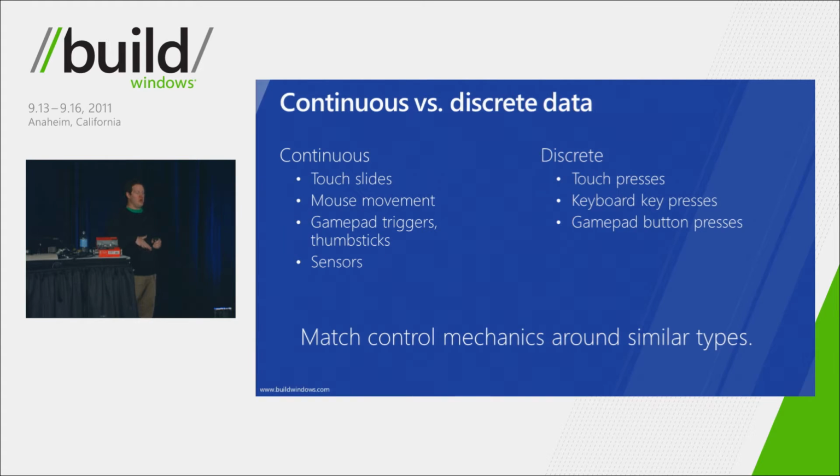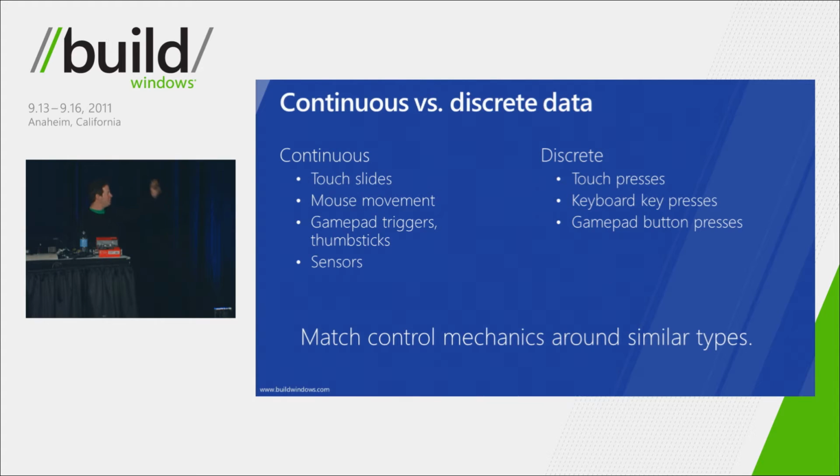Discrete data, like I teed up in the last slide, is data you absolutely don't want to lose. The last thing you want is for the user to lose that keyboard press. This is typically binary. It's down or up. You don't care so much about what the intermediate values are. You want to know, hey, did the button go down or not?